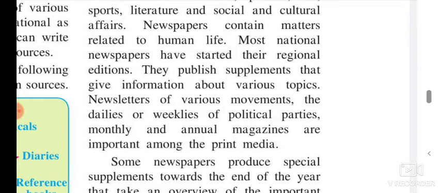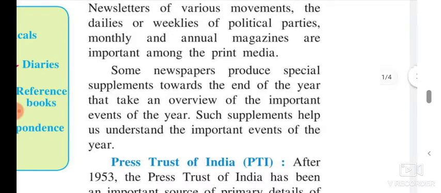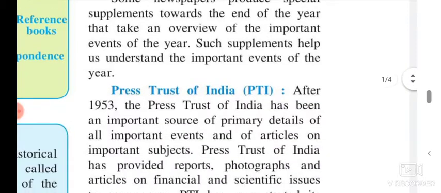Newspapers, newsletters of various movements, the dailies or weeklies of political parties, monthly or annual magazines are important among the print media. Some newspapers produce special supplements towards the end of the year to make an overview of the important events of the year. Such supplements help us understand the importance of events of the year.